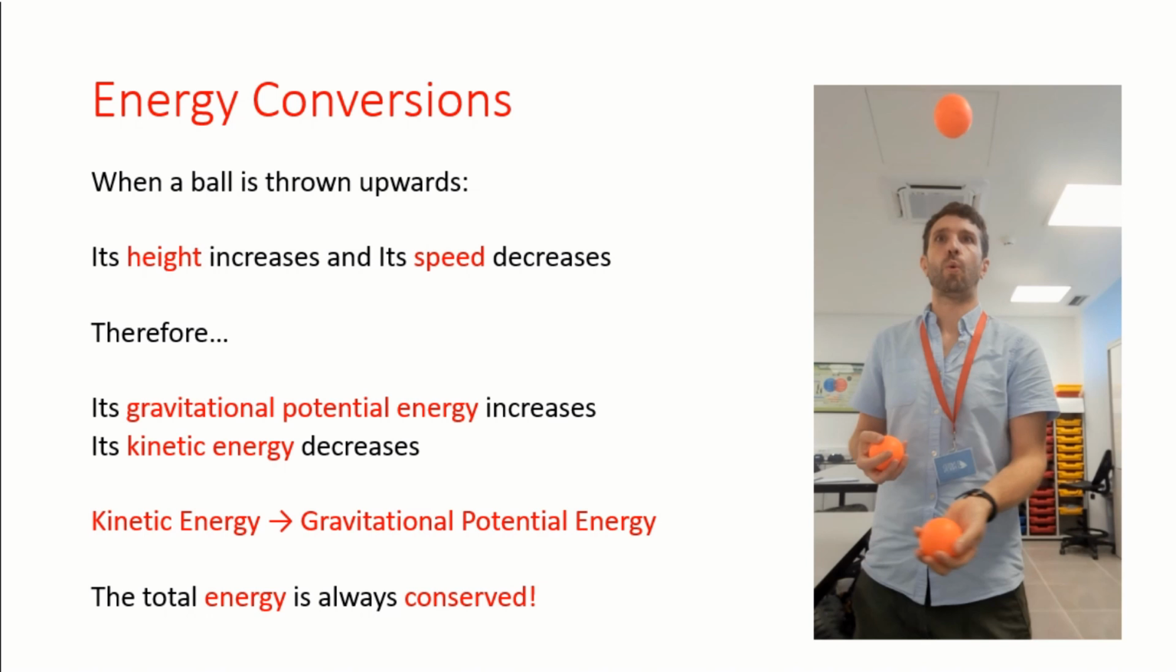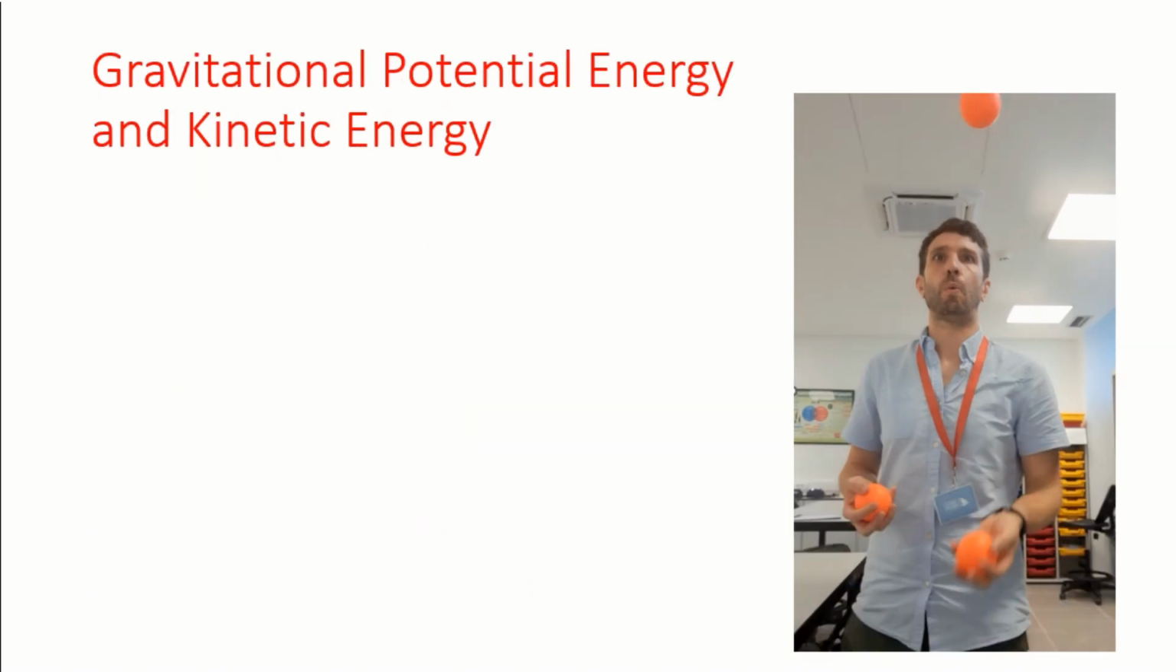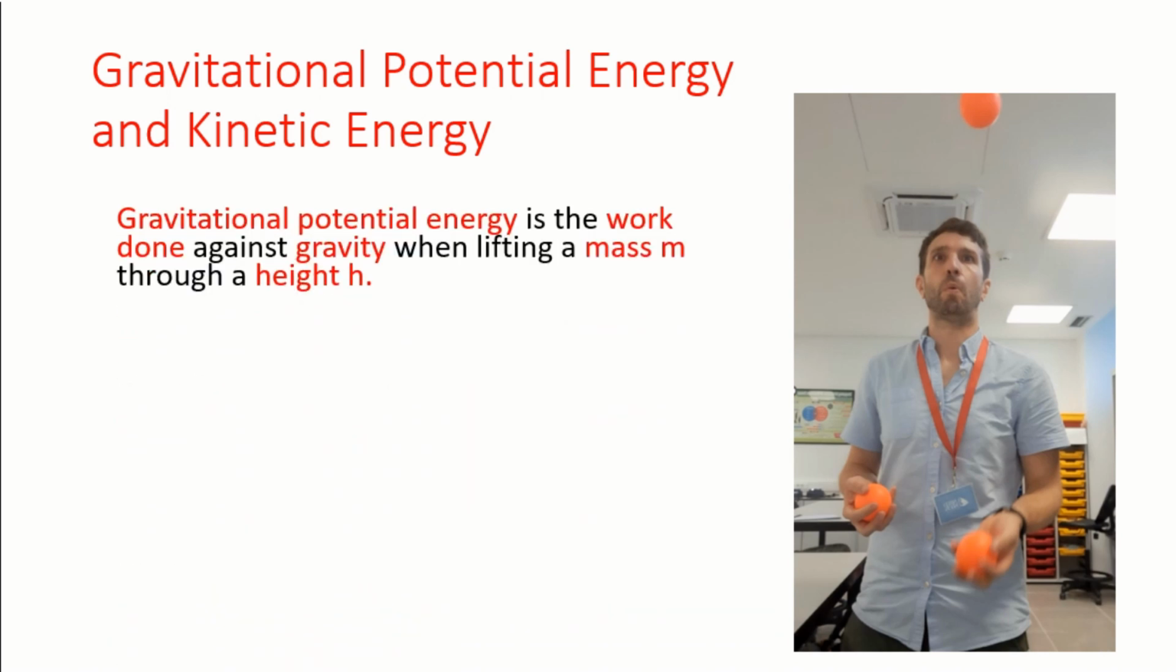Okay, let's start from a more fundamental point of view about calculating these two types of energy. As we've said, gravitational potential energy is the energy stored in an object in its position in the gravitational field. Another way of defining it is simply the work done against gravity when we're lifting a mass through height h. And this leads us to an equation which is as follows: EP equal to mgh.